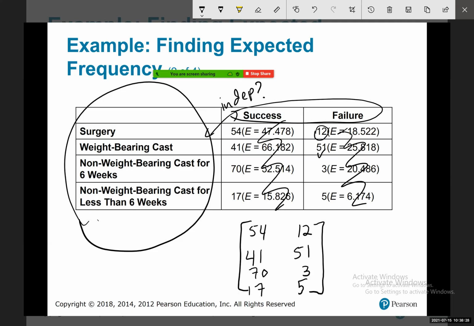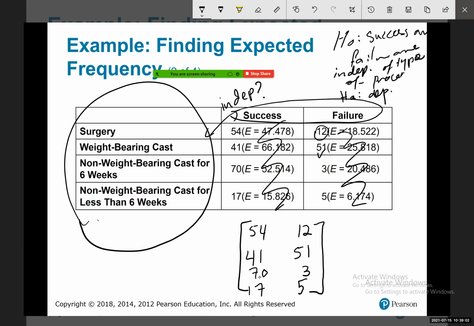You want to now know, so here is your null hypothesis: success and failure are independent of type of procedure. And then alternative, you're going to say that they are dependent. Means success and failure is dependent to the type of procedure. So write down these numbers.